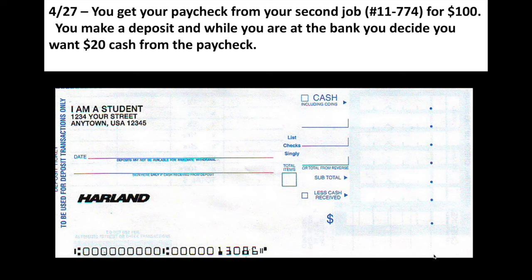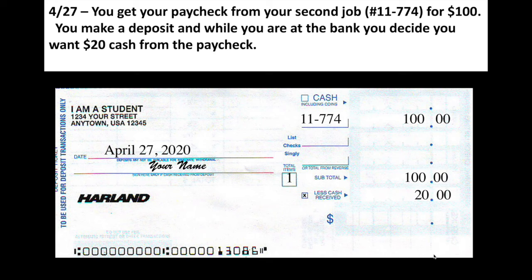This is what you should have done. You write April 27, 2020. The paycheck you're depositing is ID'd as 11-774 for $100. There is one item you're depositing, so the subtotal is $100. It says that you want to take out $20 in cash, so you'll put an X in the less cash received line for $20. And so the total amount that you are depositing is $80. Again, just a reminder, you should sign your name here as a receipt for the $20 that you received.